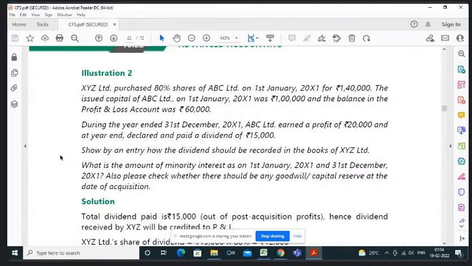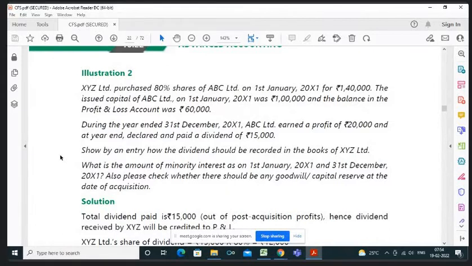What is the amount of minority interest as on 1st January 2011 and 31st December 2011? Also, please check whether there should be any goodwill or capital reserve at the date of acquisition. So again, in this question, they have given some information. They are asking us to first calculate how to deal with the dividend from subsidiary. How we will do that?